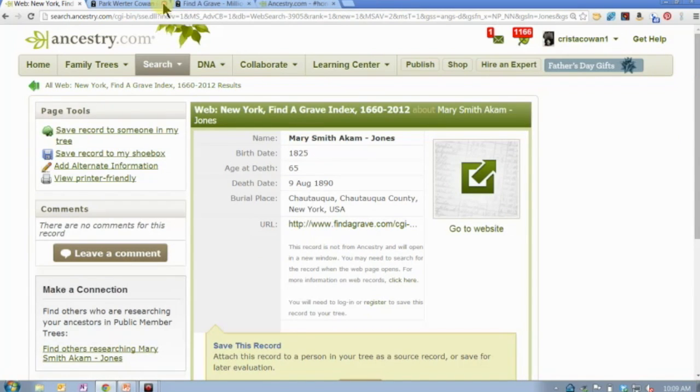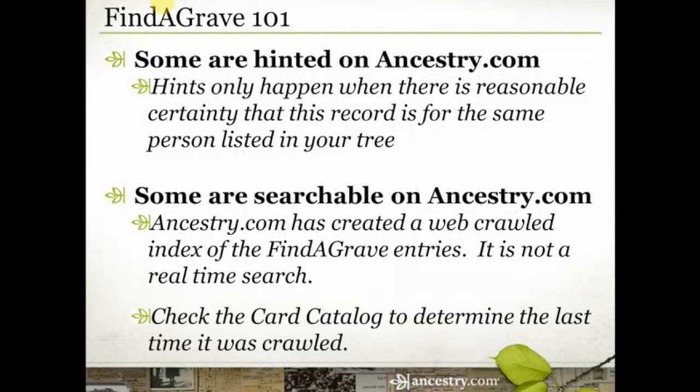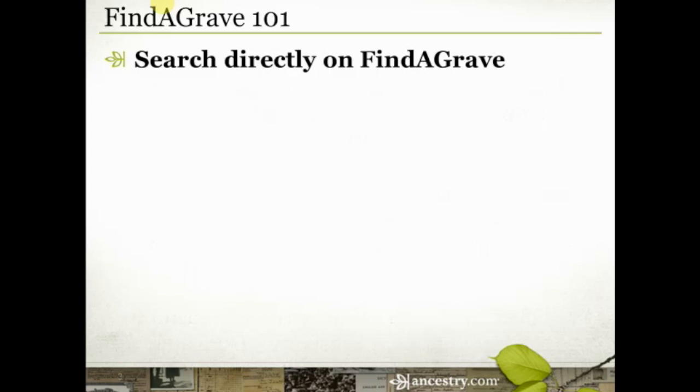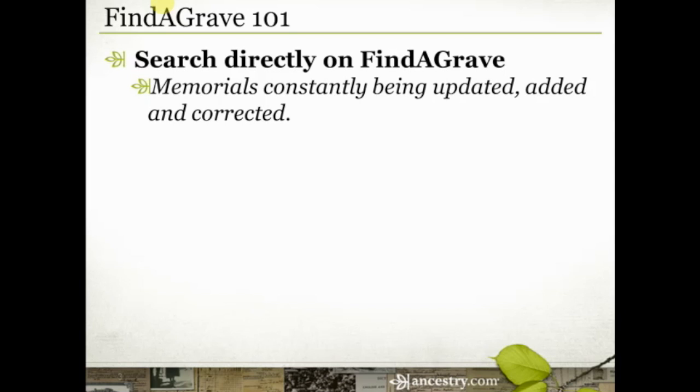Okay, so you just want to make sure that you understand that it is not a real-time search on Ancestry.com and that you can hover over that entry in the card catalog to determine the last time it was crawled. Now, if you're not finding the record that you are looking for, you can search directly on FindAGrave. Okay, memorials are constantly being updated, added, and corrected.